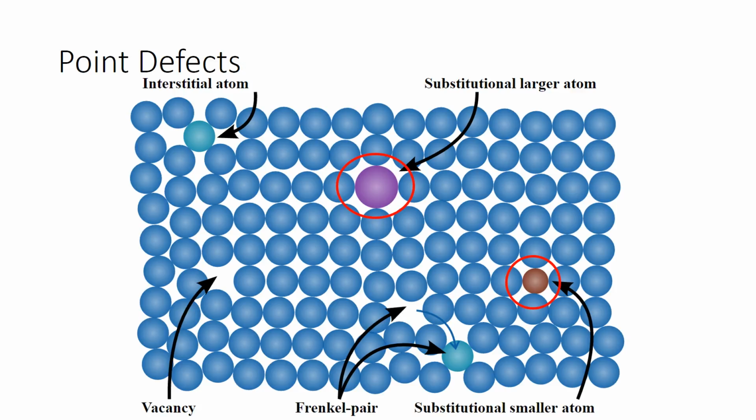Substitutional defects are when an atom in the crystal structure is replaced with an atom of a different element. And lastly, a Frenkel pair is when an atom in the correct place moves to an interstitial space, creating a pair of interstitial and vacancy defects.